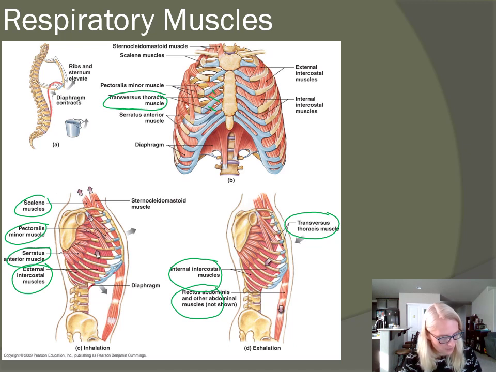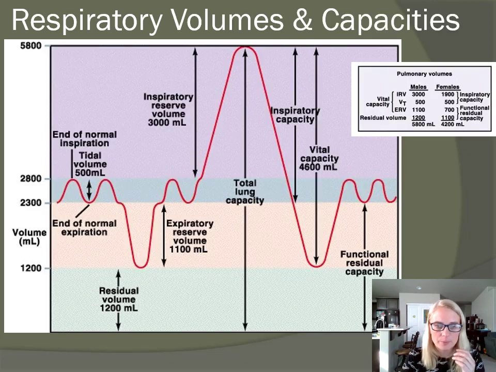Okay, so just some terms here when we're talking about breathing patterns. Eupnea, E-U-P-N-E-A, is normal breathing. Apnea is less than normal rates of breath, and hyperpnea is higher than normal respiratory rates. We talked about that. Okay, so then we're going to talk about our respiratory volumes and capacities.